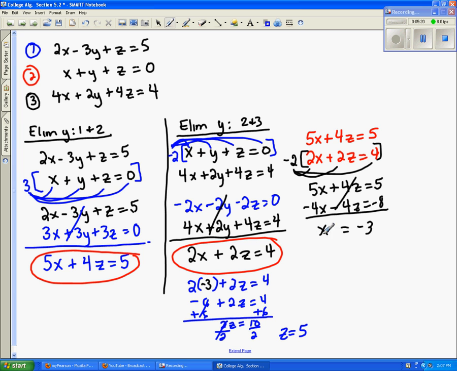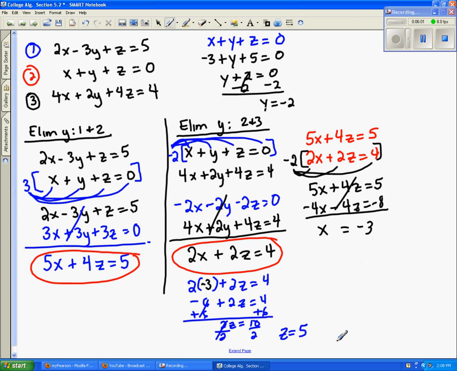Well, now I have an x, and now I have a z. I go back into any of these original equations and substitute those values in. Equation 2 looks the easiest, so I'm going to use equation 2. So I have x plus y plus z equals 0. And now I'm going to substitute negative 3 for my x, and I'm going to substitute 5 for my z and solve. So I get y plus 2 equals 0, subtract 2, y equals negative 2.